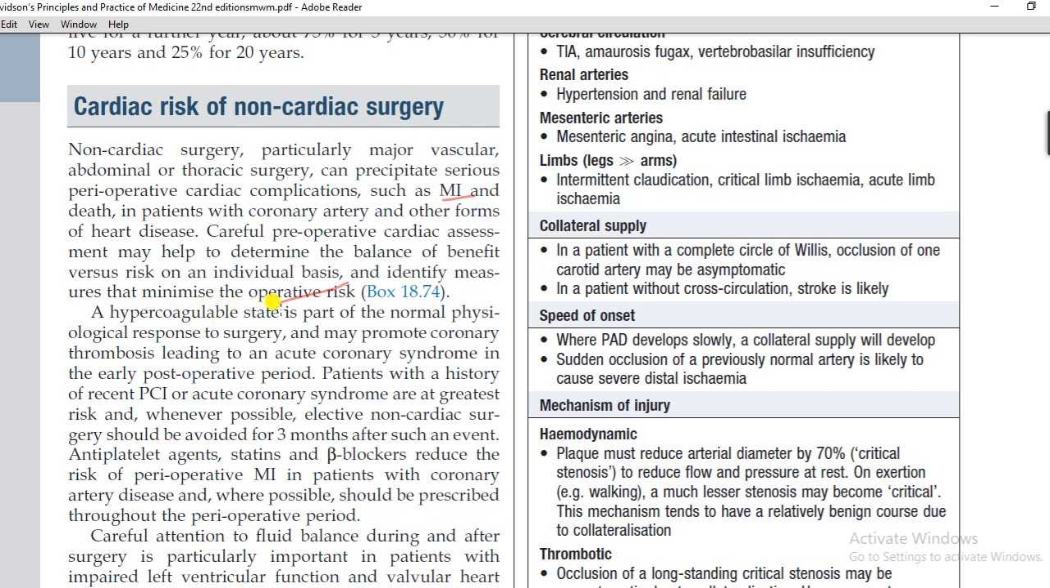The hypercoagulable state is part of the normal physiological response to surgery and may promote coronary thrombosis, leading to an acute coronary syndrome in the early post-operative period. Patients with a history of recent percutaneous intervention or acute coronary syndromes are at greater risk. When possible, elective non-cardiac surgery should be avoided for 3 months after such an event.